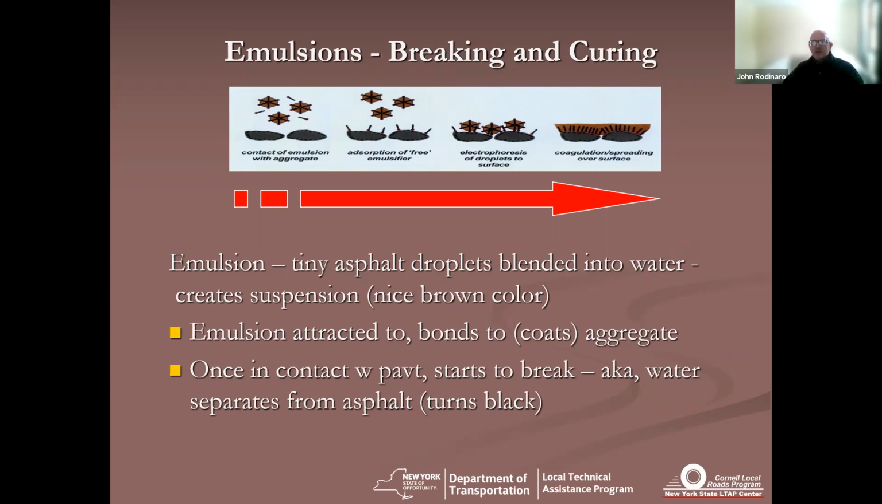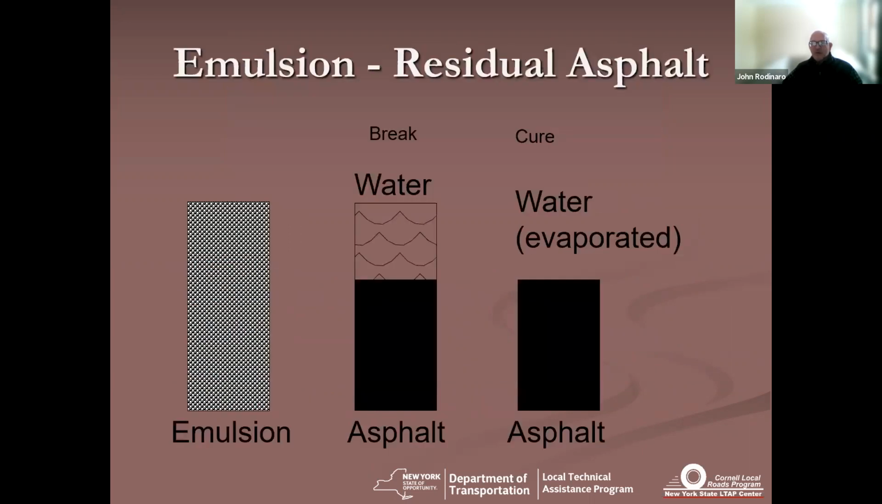And that emulsion is attracted to and bonds to, it coats that aggregate. But once that emulsion is in contact with the pavement or the aggregate, it's starting to break. That is, that water is separating from the asphalt and it's turning black. Once it breaks, it's no longer able to bond to the aggregate or the pavement.